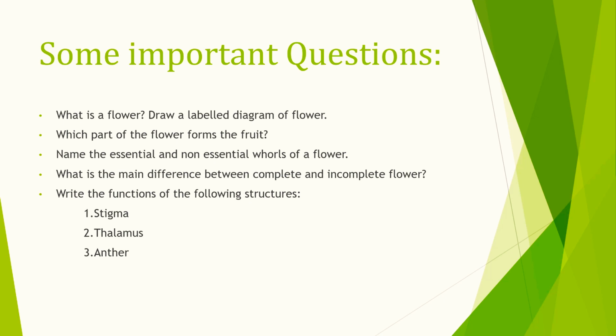Number 1, what is a flower? Draw a labeled diagram of flower. Next, which part of the flower forms the fruit? Name the essential and non-essential whorls of a flower. What is the main difference between complete and incomplete flower? Write the functions of the following structures: stigma, thalamus and the anther.